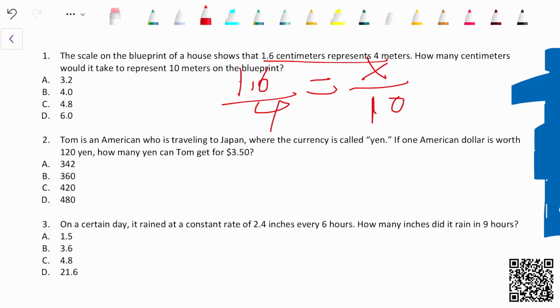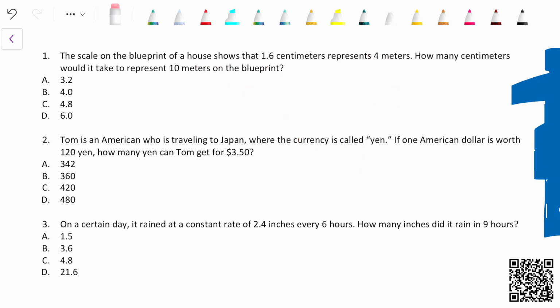16 divided by 4 is 4, right? So 1.6 divided by 4 would be 0.4. So the top would become 0.4 and the bottom would become 1 because we're dividing by 4 here. So now we've got 0.4 multiplied by 10, pretty easy, just 4. So x would equal 4. Easy. So that means that the correct answer is just basically 4.